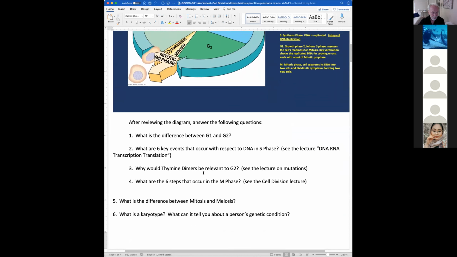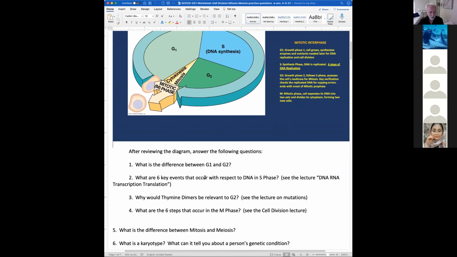The third question is, why would thymine dimers be relevant to G2? G2 follows S. I'm probably way off. Is the thymine what's helping to repair the mutation?